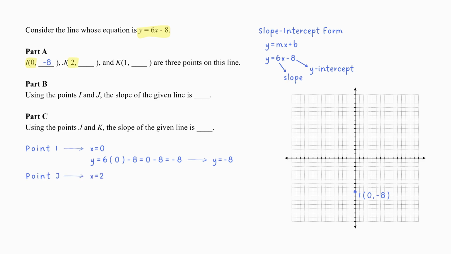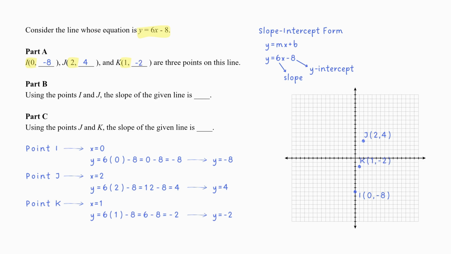For point J, substitute 2 for x. y equals 6 times 2 minus 8. So y equals 4. Point J is (2, 4). For point K, substitute 1 for x. y equals 6 times 1 minus 8. y equals negative 2. Point K is (1, negative 2).